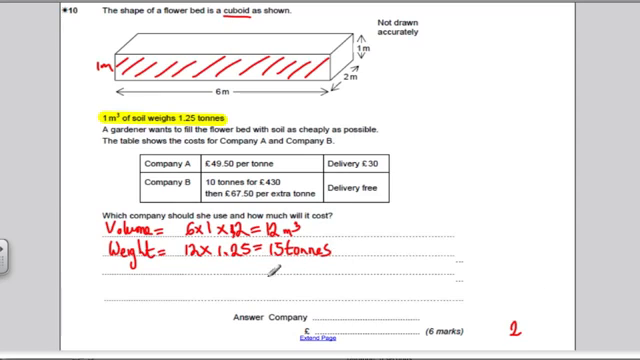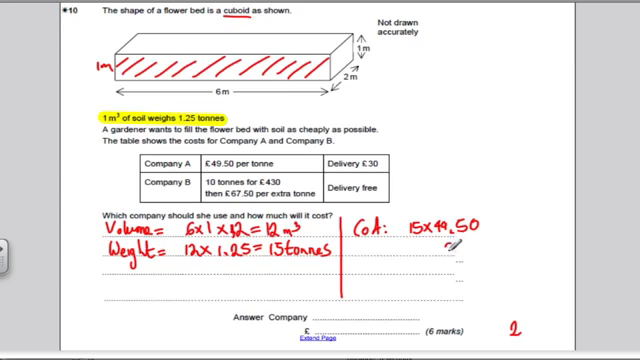Now we compare each company. I've cut out the amount of space you'd have, but let's do company A here. It's £49.50 per tonne and 30p delivery. So if we've got 15 tonnes, it would be 15 times £49.50.